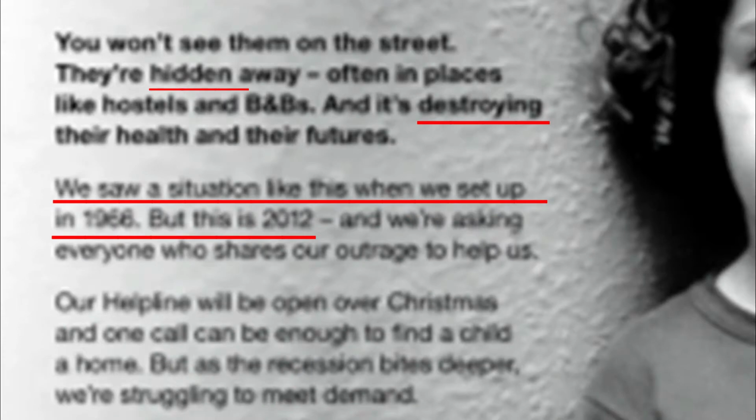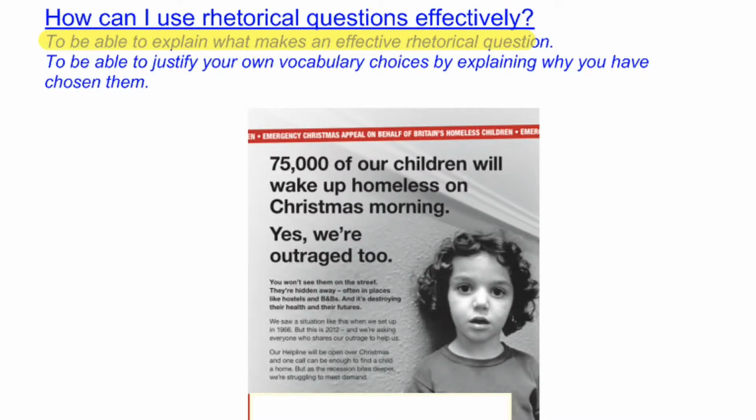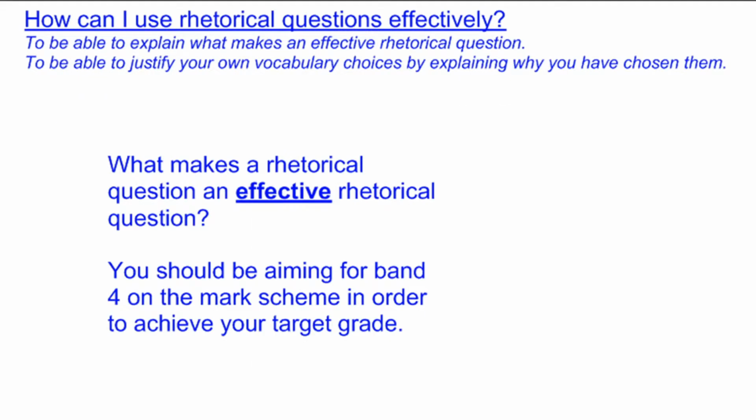"and we're asking everyone who shares our outrage to help us. Our helpline will be open over Christmas, and one call can be enough to find a child a home. But as the recession bites deeper, we're struggling to meet demand." So that is our advert that has a lot of emotional appeal, which is basically requiring the reader to act.